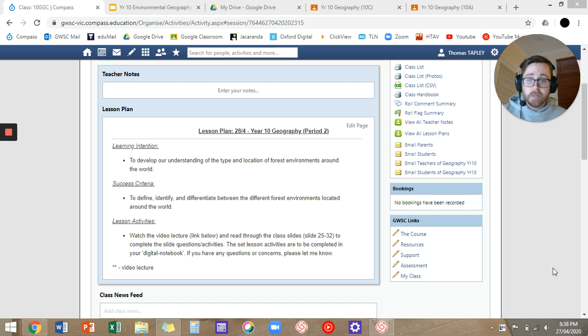So our learning today is developing our understanding of the type and location of forest environments around the world. In previous lessons, we've talked a little bit about environments in general. We don't have enough time to cover every single environment type in the world. So the one we will be focusing on as our case study, our example, is forest environments.